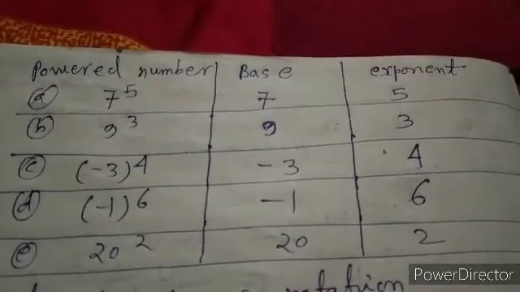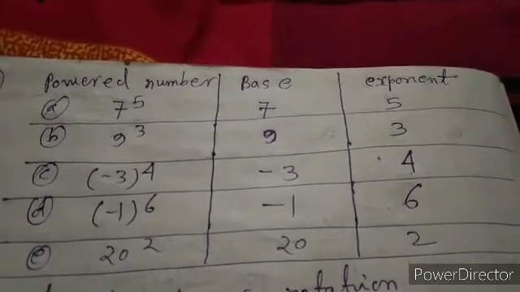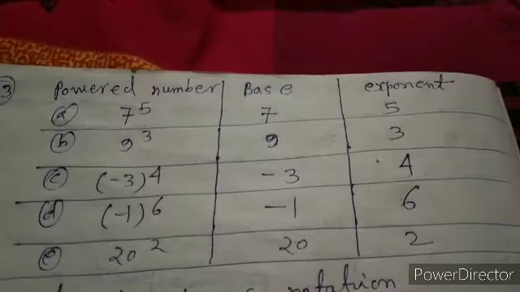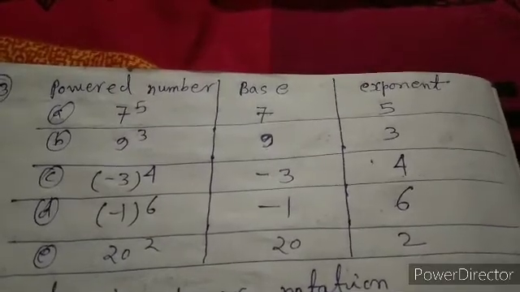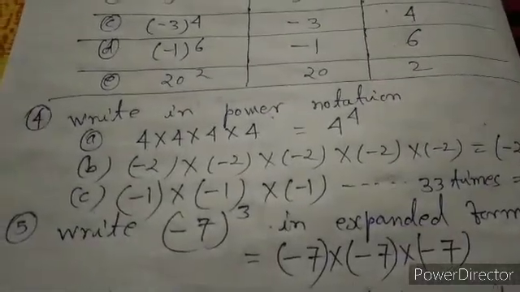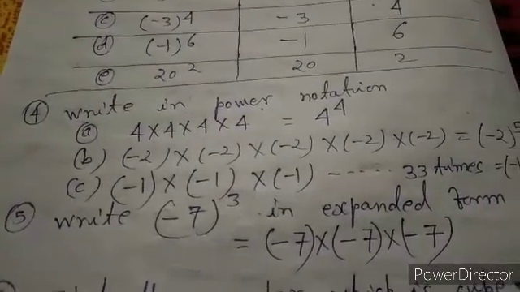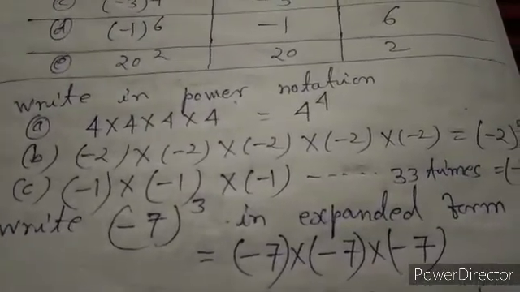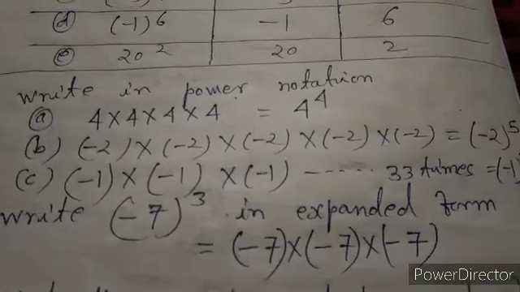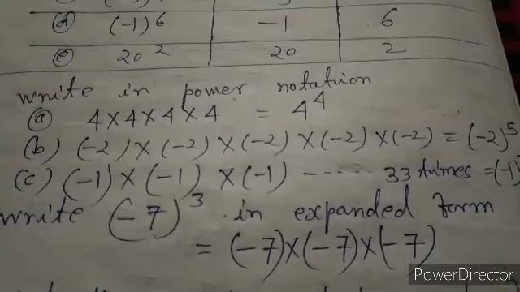In D, minus 1 to the power 6: minus 1 is the base and 6 is the exponent. E, 20 square. Here 20 is the base and 2 is the exponent or power. In question 4, write in power notation: A, 4 into 4 into 4 into 4. As 4 is multiplied here 4 times, its result will be equal to 4 to the power 4.